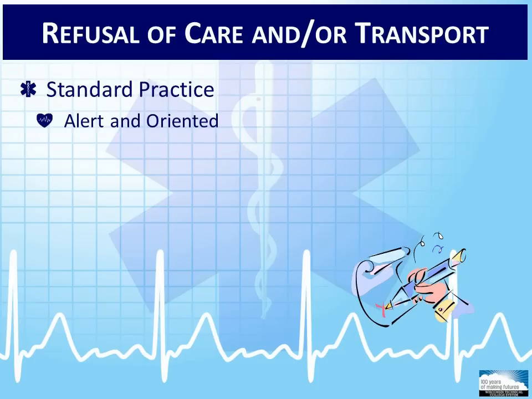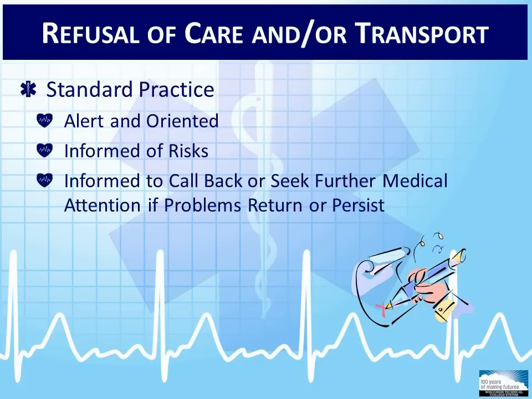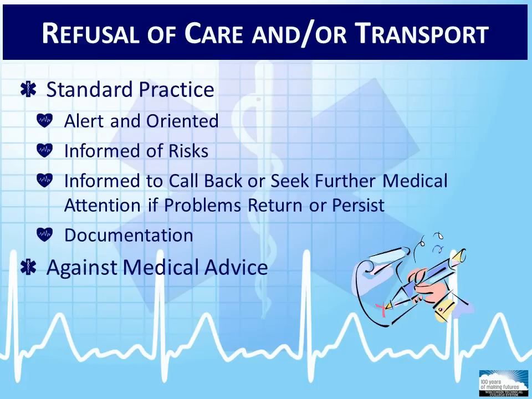If the patient has capacity, the next thing the EMT needs to do is ensure the risks of not seeking further care are shared with the patient. The EMTs should also inform the patient to call back or seek further medical attention if the problems return, persist, or increase in severity. The most important thing in all of this is to document adequately, especially if the patient refused care and/or transportation against the advice of the EMS personnel on scene.